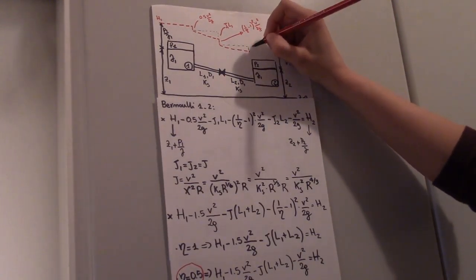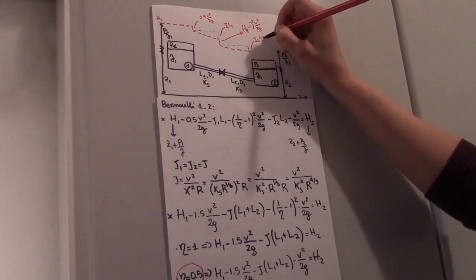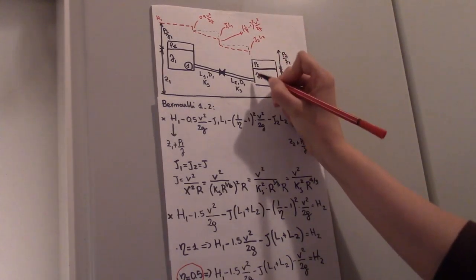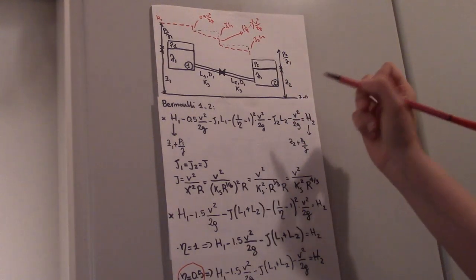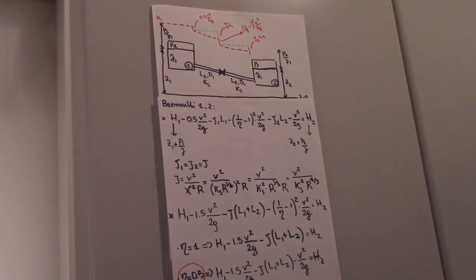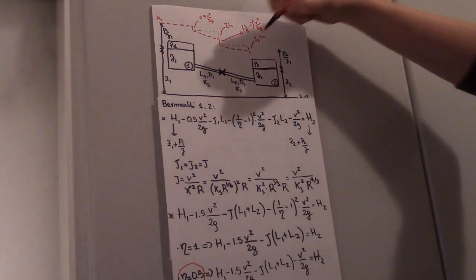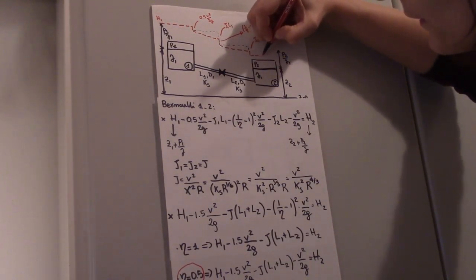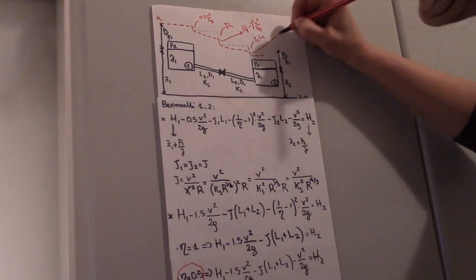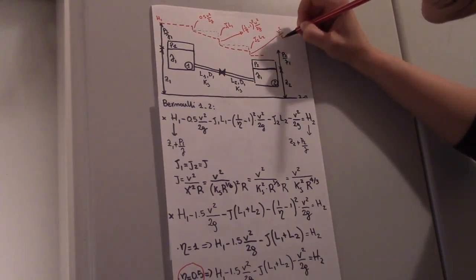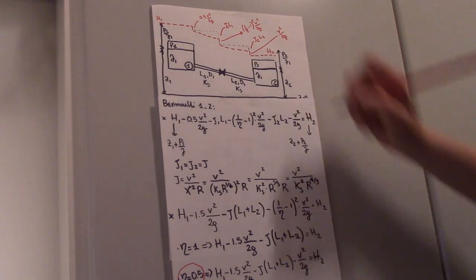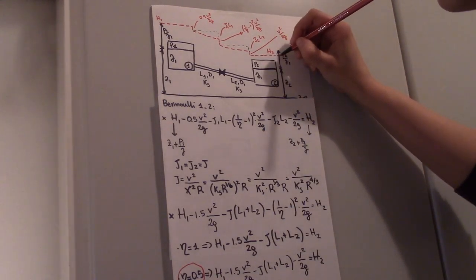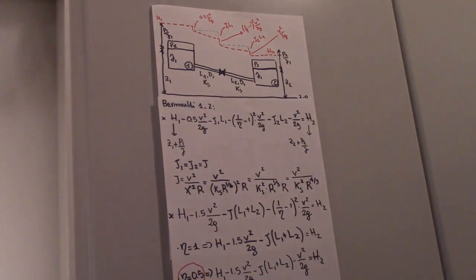Okay, so basically you will be of course better than me in the drawing. So this part right here is J2 L2, and finally the concentrated loss due to the entrance of the pipe in the second tank, and finally this stuff right here will be Vu to the power of 2 over 2g, and finally H2.